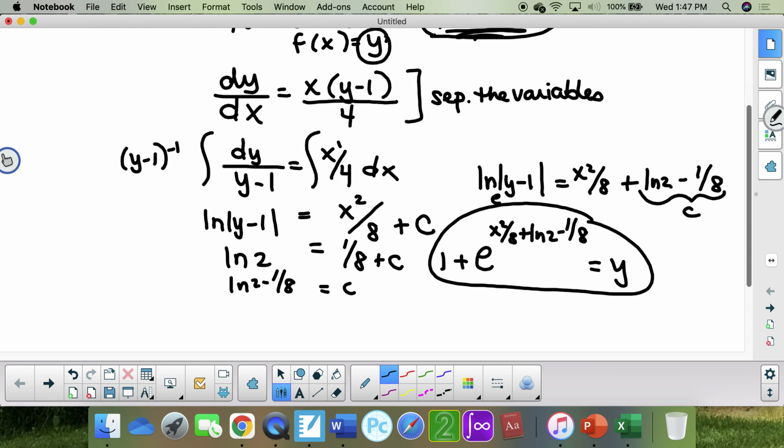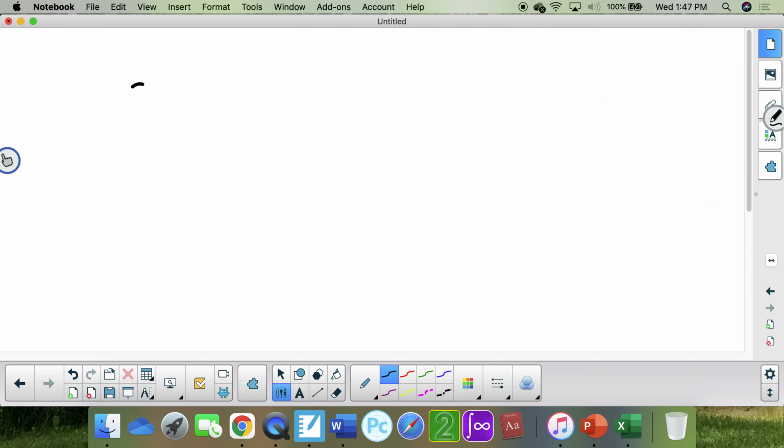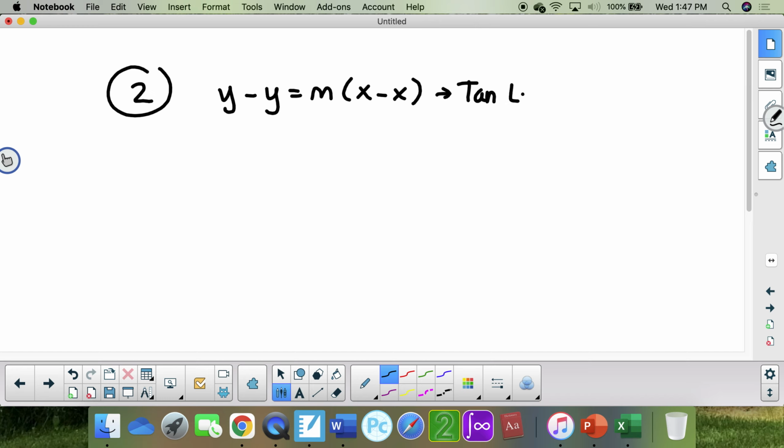So, number 2. Equation of the tangent line. That's the most popular thing we did this year. The equation of a tangent line is y minus y1 equals m times x minus x1. That's all you need to write for number 2. This is the tangent line. What's the normal line?